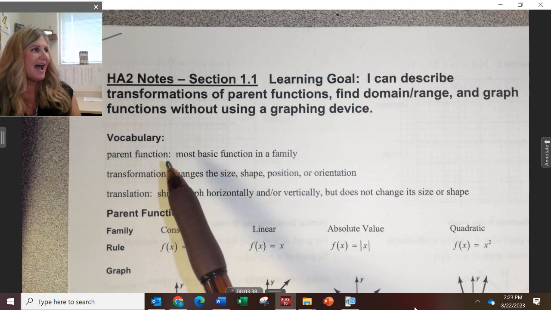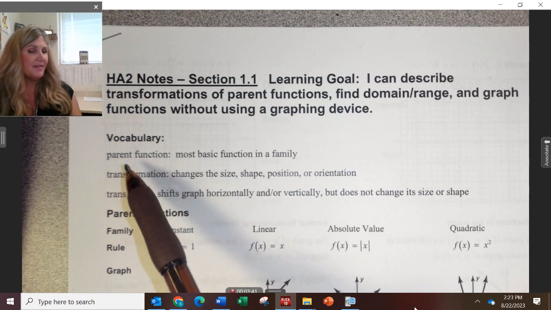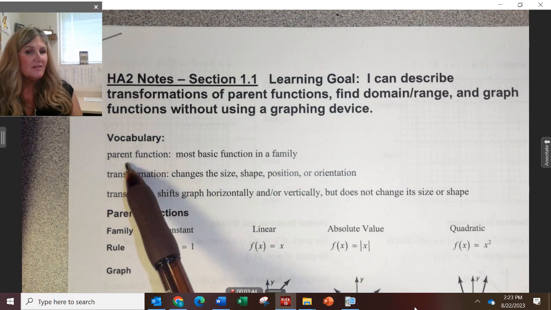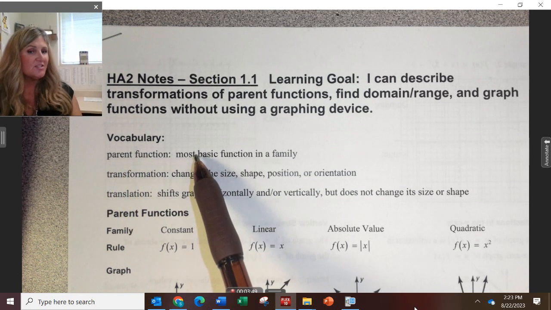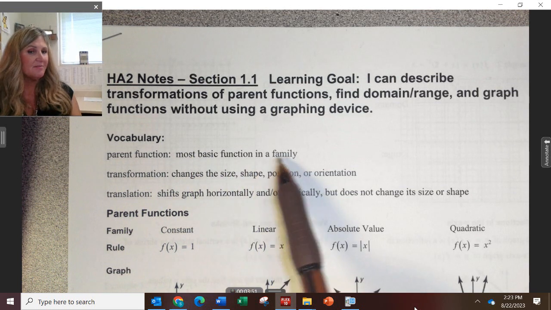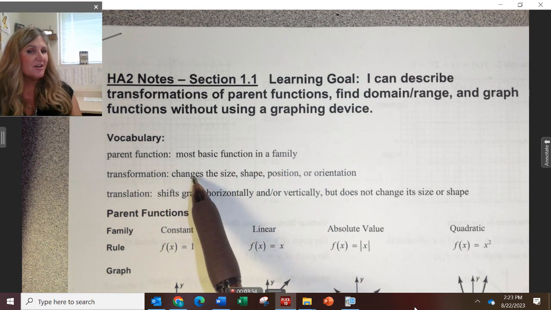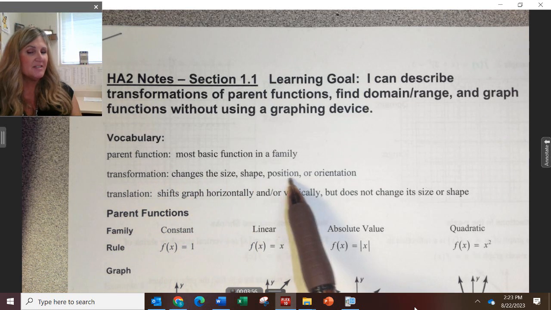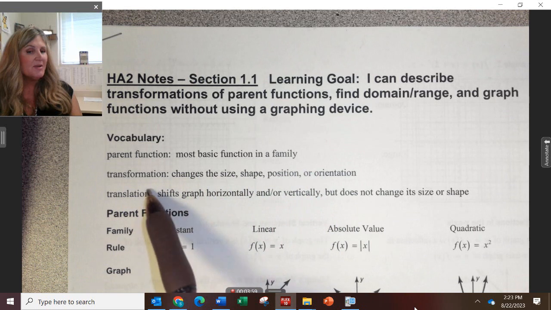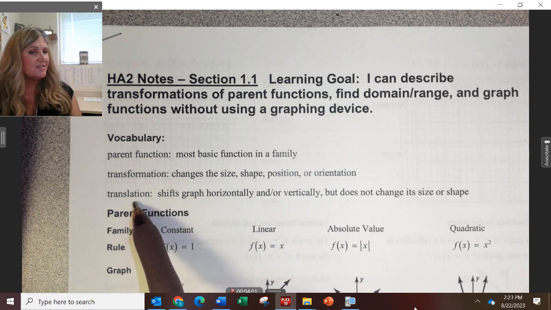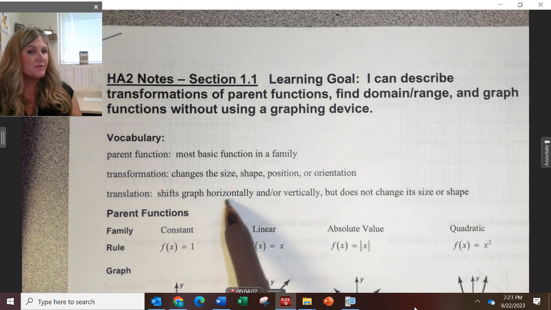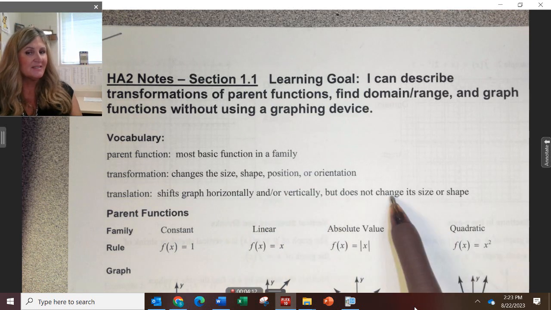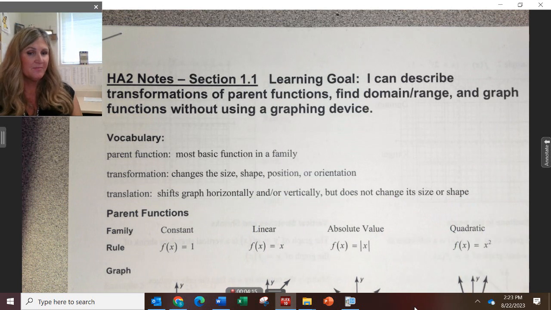All right, so you don't have to take notes if you don't want, but I think it does help a lot of people. First of all, we have to understand what the parent functions look like. The parent functions are the most basic function in a family. Transformations are going to change the size, shape, position, or orientation. But if we narrow that down to translations, translations don't change the size or the shape. All they do is they're going to shift us to the right, to the left, or up or down, but it does not change the size or the shape.